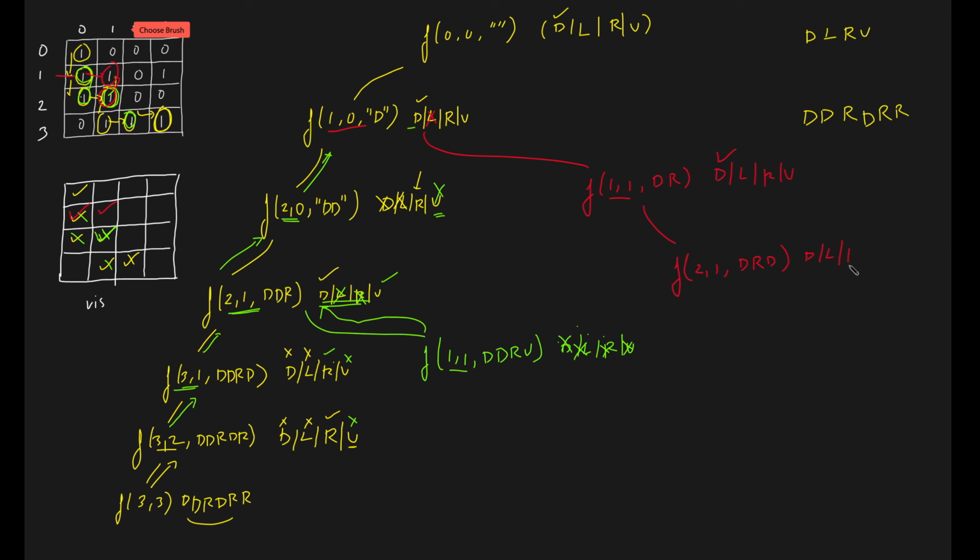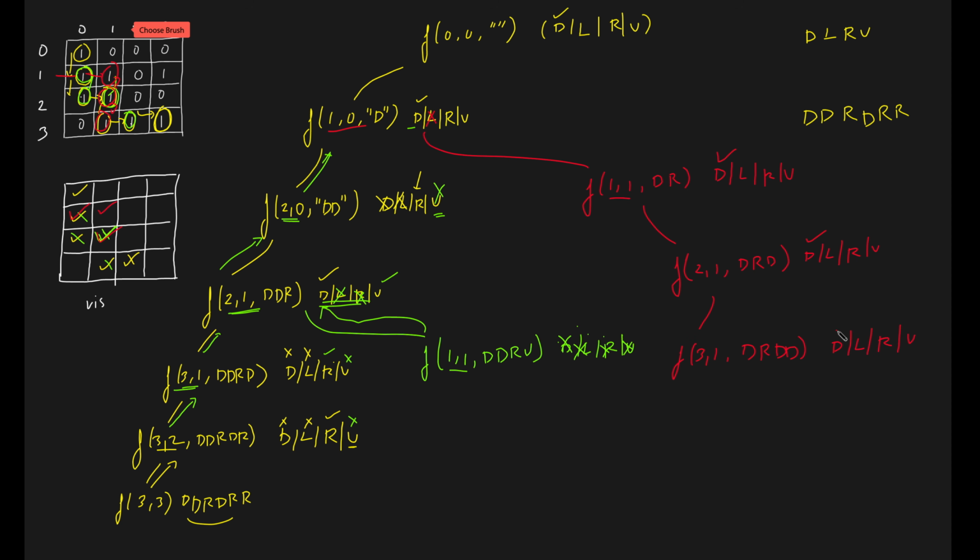Down, left, right, up. So at 2-1, where can I go? Can I go down? Yes, I can. So I will decide I go down. So if I go down, this is marked as visited. So I will go down to here now. That's F of 3-1. And it will be D, R, D, D. Correct? And at 3-1, again I'm going to try down, left, right, up.